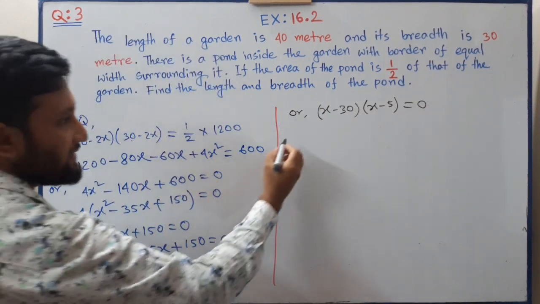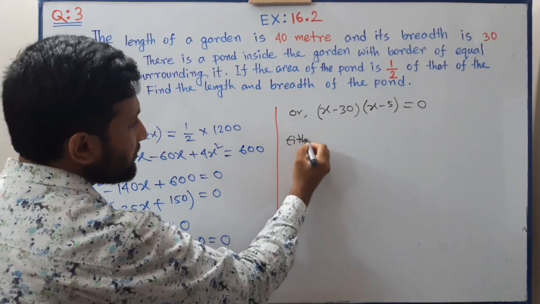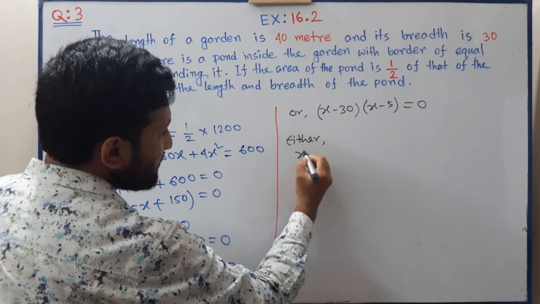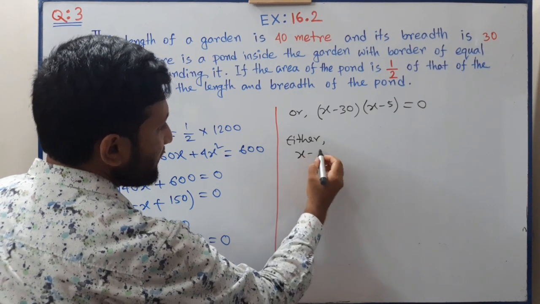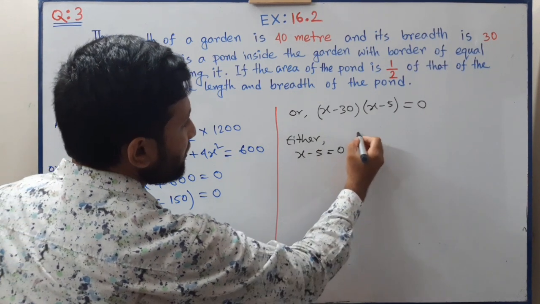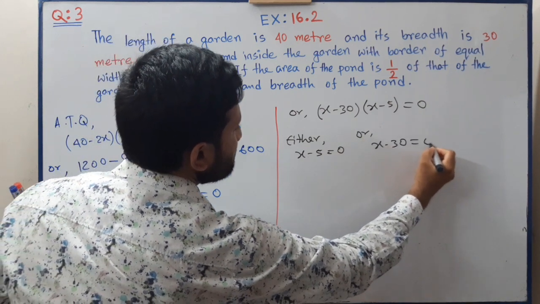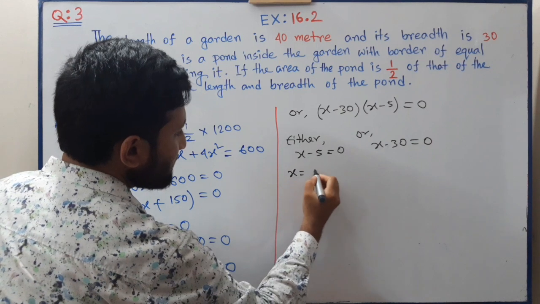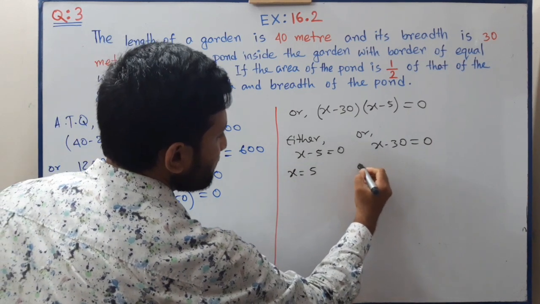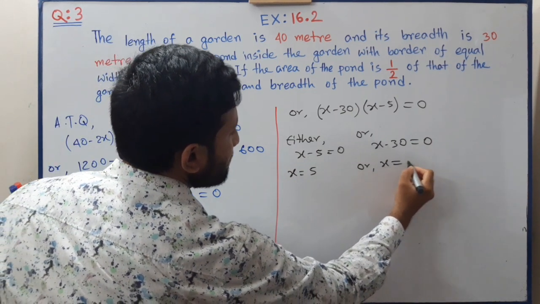So we can write either x minus 5 equal to 0, or x minus 30 equal to 0. So we can say that x equal to 5, or x equal to 30.